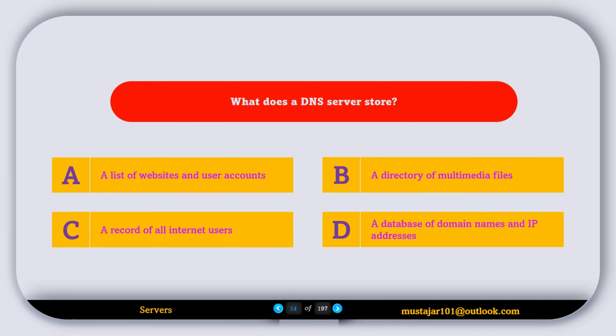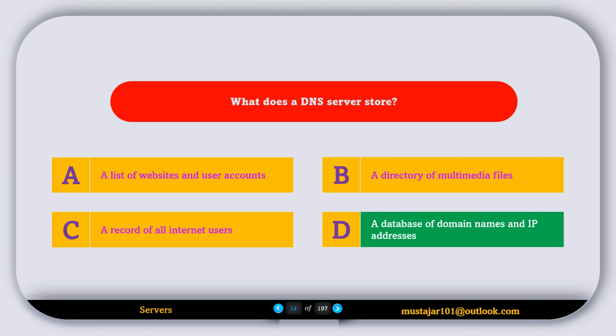What does a DNS server store? Option A, a list of websites and user accounts. Option B, a directory of multimedia files. Option C, a record of all internet users. Option D, a database of domain names and IP addresses. So the correct answer is option D. A DNS server stores a database of domain names and IP addresses.